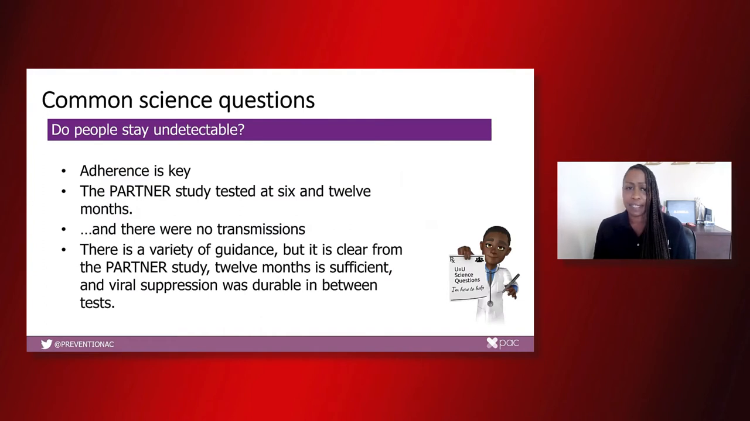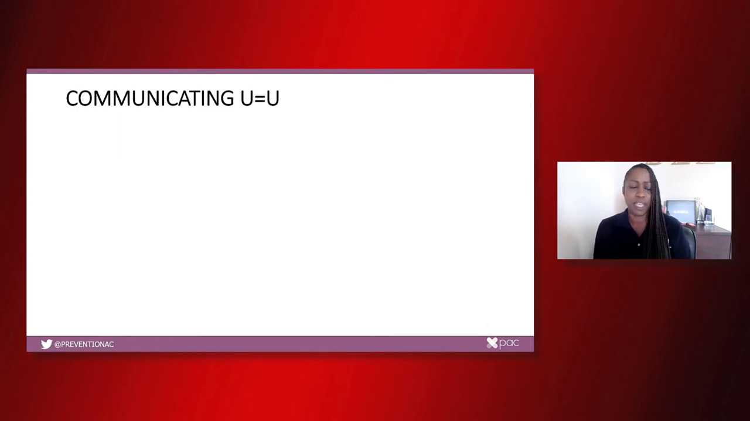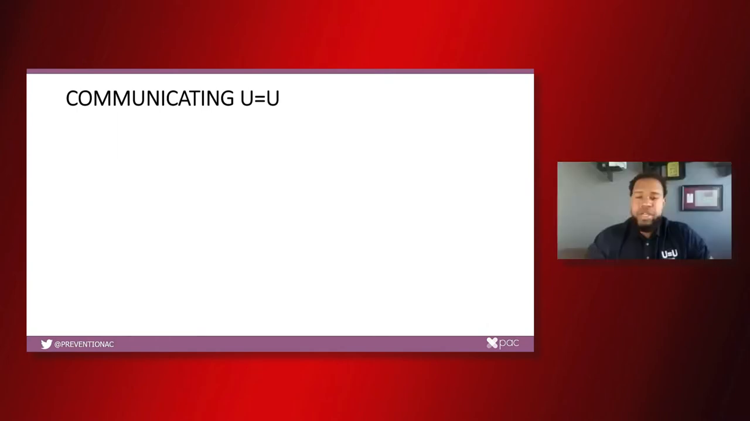So common science questions. Do people stay undetectable? Adherence is key, everyone. It's key. The PARTNER study tested at 6 and 12 months, and there were no transmissions, zero transmissions. There is a variety of guidance, but it is clear from the PARTNER study that 12 months is sufficient. Remember that, it's sufficient. And viral suppression was durable between these tests. And now DeAndre is going to communicate U equals U. Thank you, Dee.